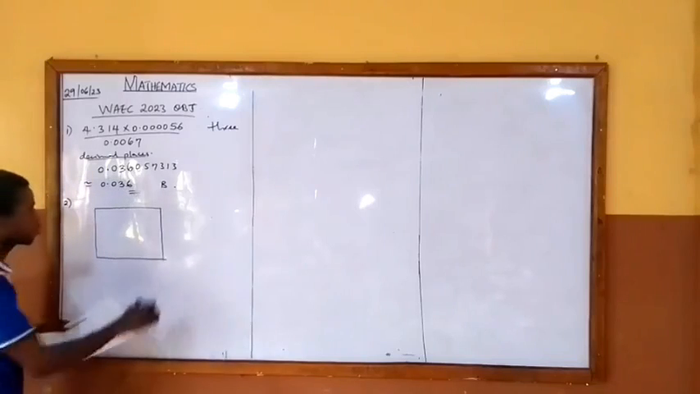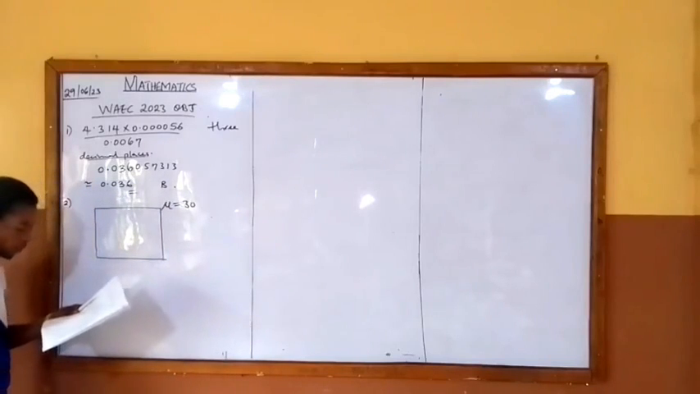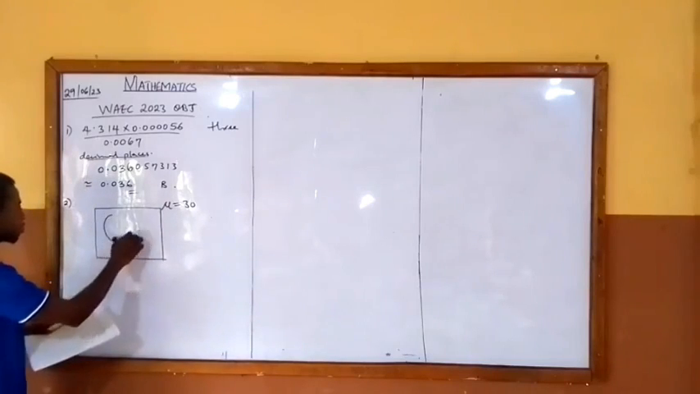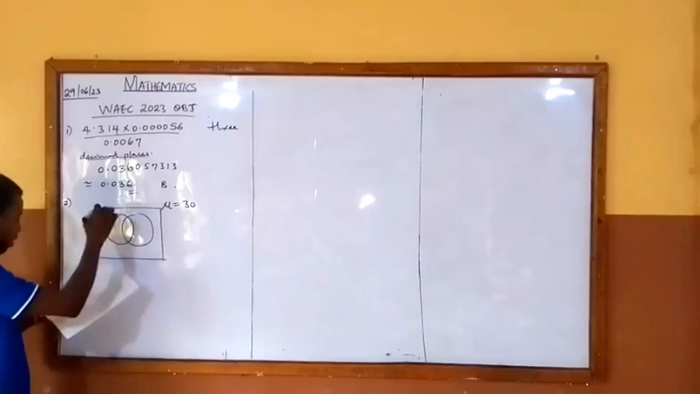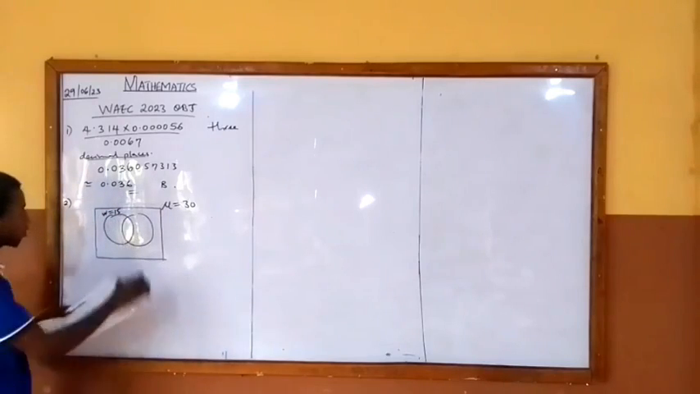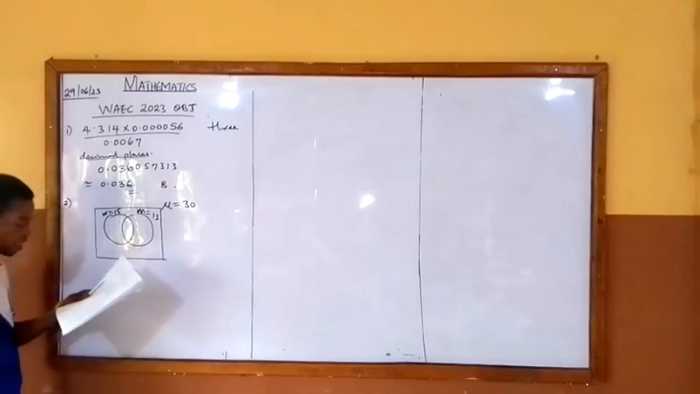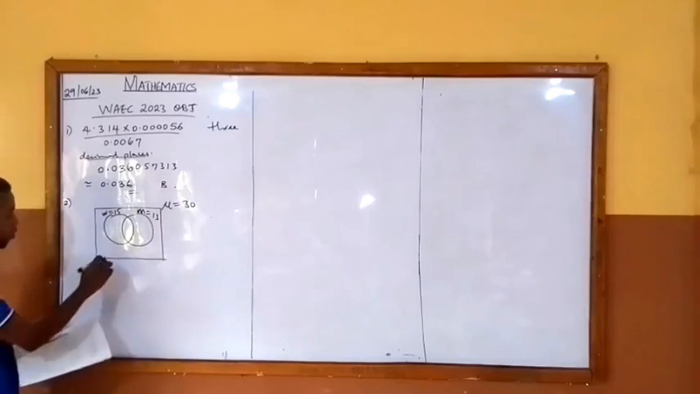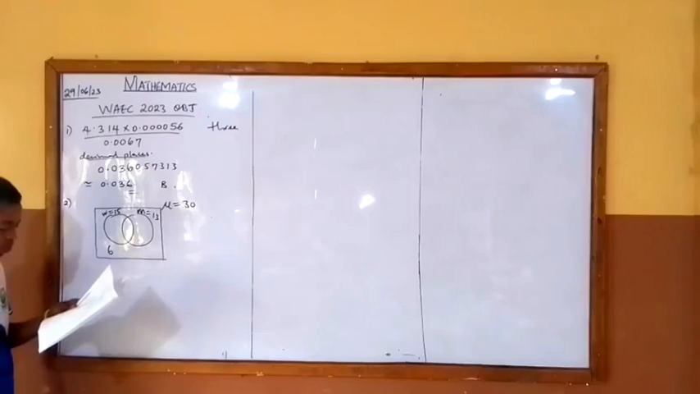They said there are 30 students, so your universal set will be 30. And they said 15 study woodwork and 13 study metalwork. That's a 2 set problem, so 2 circles intersecting each other. One is woodwork, so let W be that, and that's 15 of them. The other is metalwork, and that's 13 of them. The 6 who study neither of the 2 subjects will be outside the 2 circles.